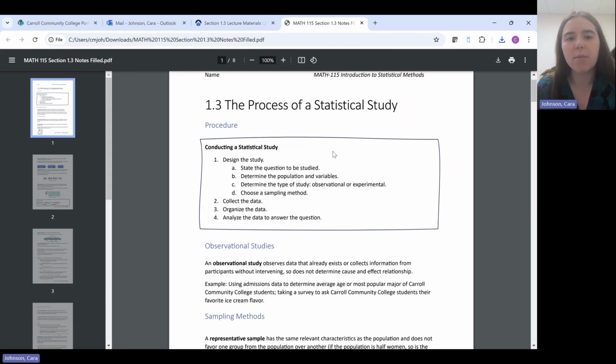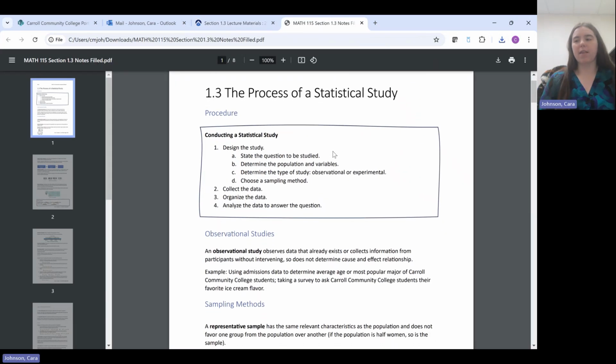So section 1.3 is about the process of a statistical study. The first thing we're going to talk about here is how a statistical study is conducted. So the first step is to design the study. There are 4 steps to that. So you want to state the question to be studied.